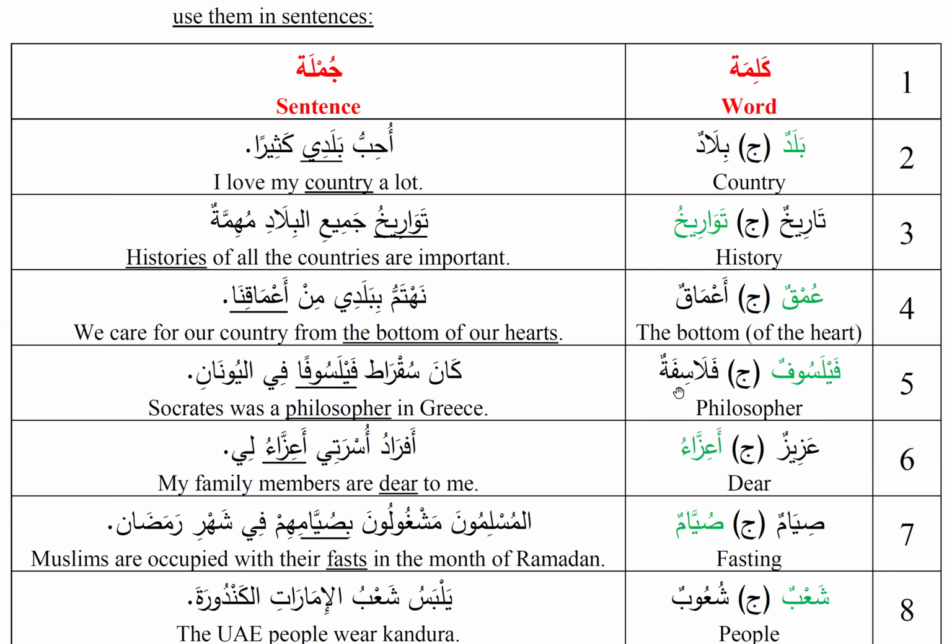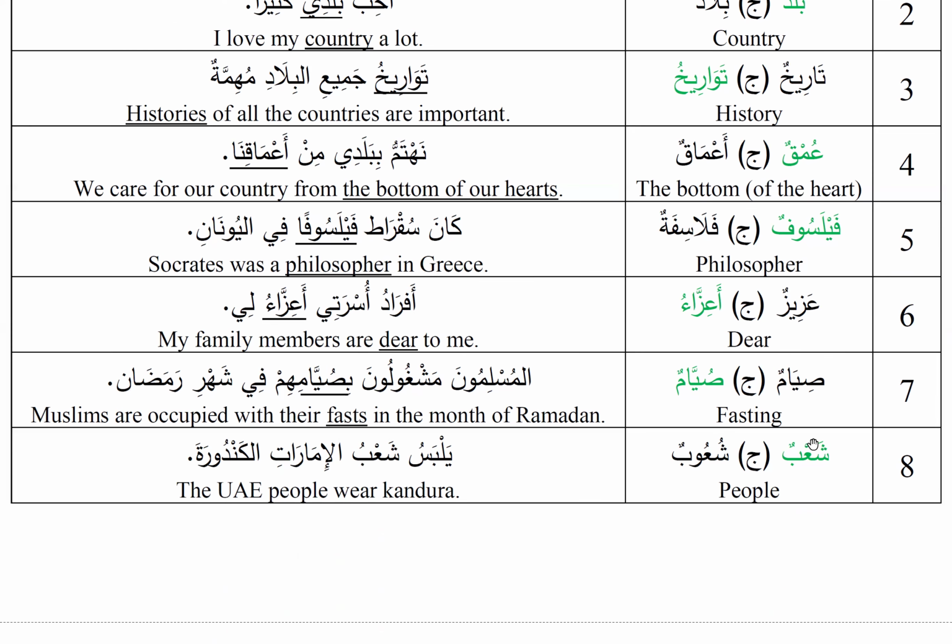Philosoph, so they given falasifa, which is philosophers, and the singular is philosoph. So كان سقراط فيلسوفا في اليونان. Socrates was a philosopher in Greece. Next is they given aziz, which is dear, and the plural is أعزاء. So أفراد أسرتي أعزاء لي, my family members are dear to me. Then they given صوم, and the plural صيام. So المسلمون مشغولون بصيامهم في شهر رمضان. Muslims are occupied with their fasts in the month of Ramadan.